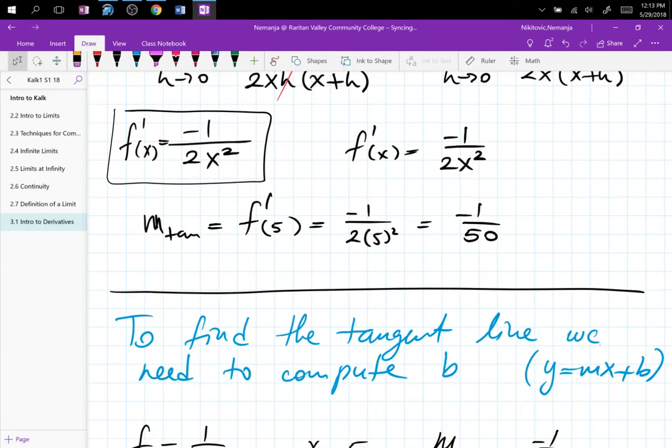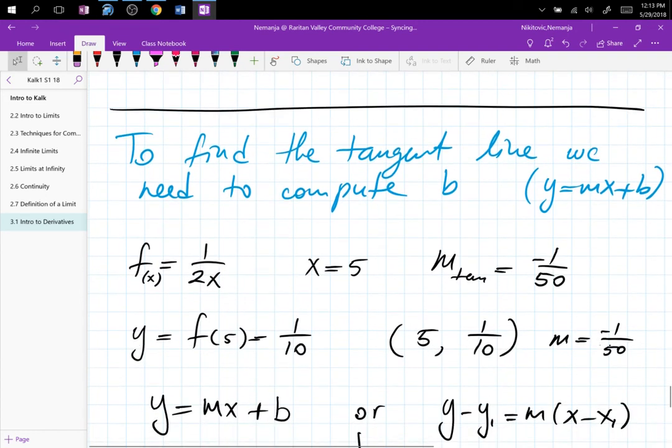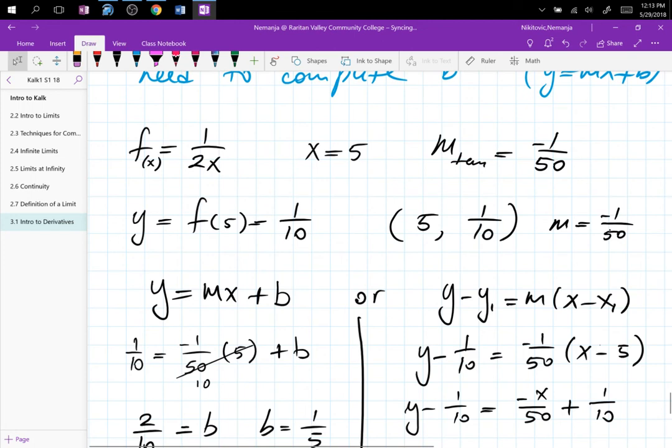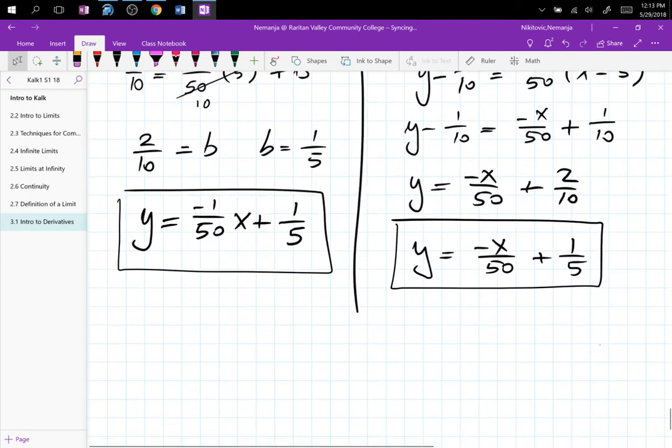We are adding the concept of the derivative as new. And then to find the tangent line, all we need to do is to find b in addition to the slope that you already have. And you have the tangent line at the end. And that's 3.1. So, bye.